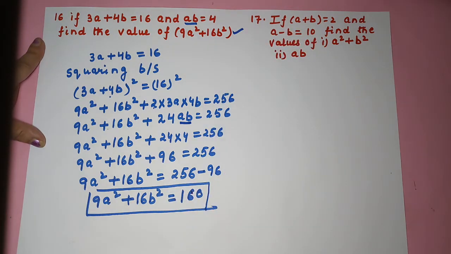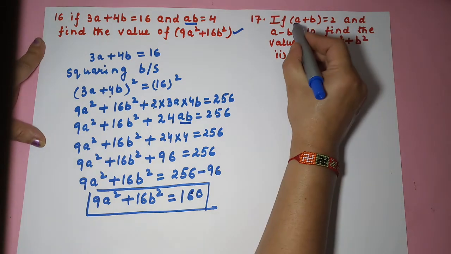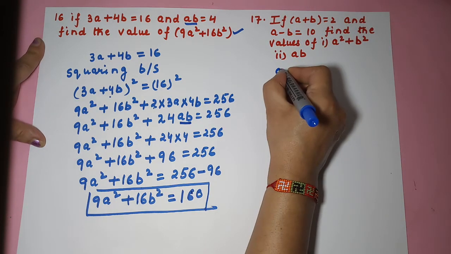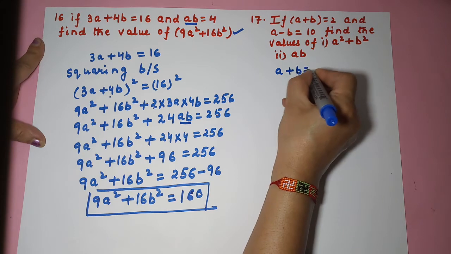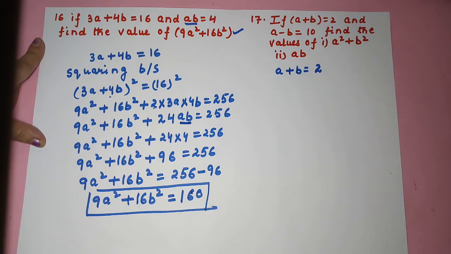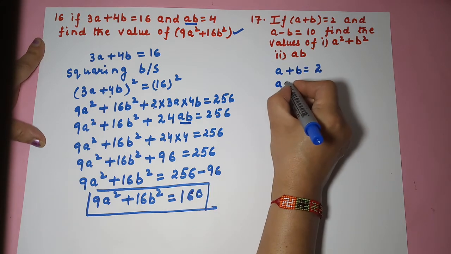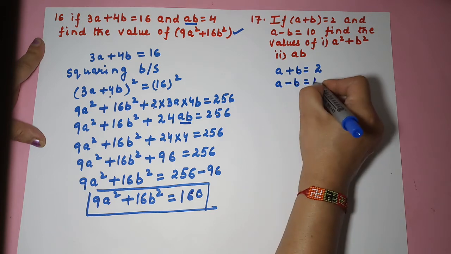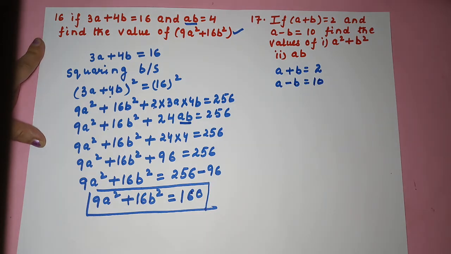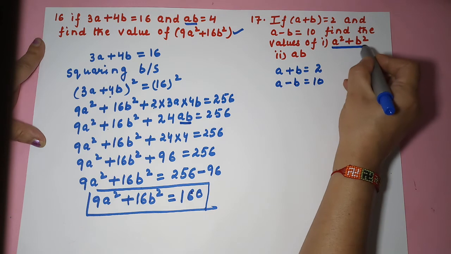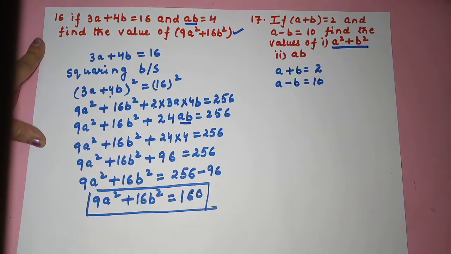Right? Let's go to 17th sum. Now in 17th question, I am given that a plus b is equal to 2. And I am also given that a minus b is equal to 10. Now he wants me to find the value of a square plus b square and then the value of ab.